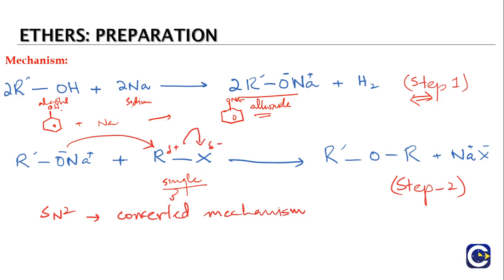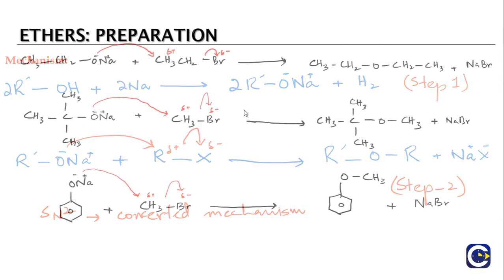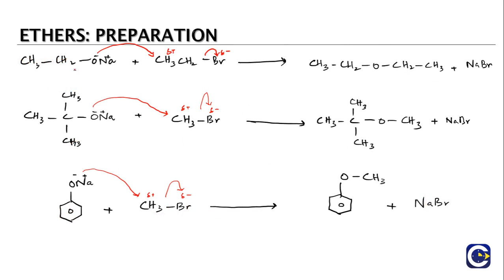That's why it's called the concerted mechanism. The SN2 mechanism is the concerted mechanism. That is, bond formation and bond breakage take place in a single step. Consequently, the bond is broken and the new bond is made. In this reaction we get the product ether. So this is the second step of the reaction. This is just a simple mechanism that we have to remember. We'll also take some particular examples.